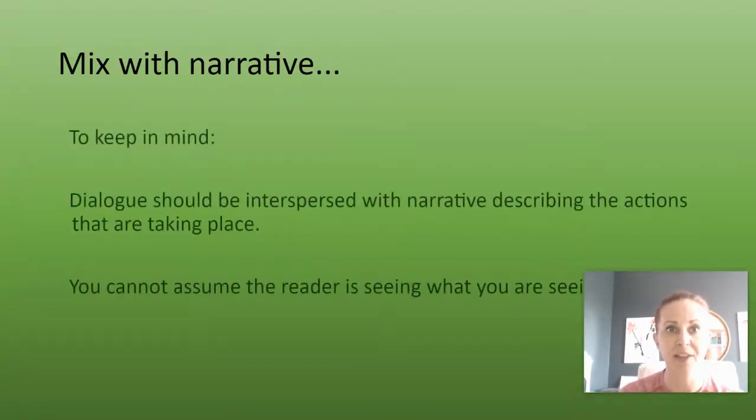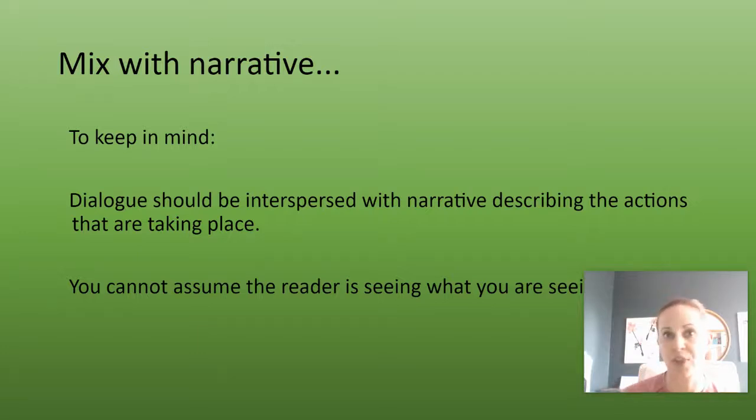Okay. The other thing that you need to keep in mind with dialogue, and I see this a lot with student writers, is that dialogue needs to be interspersed with narrative. The narrative describes the actions that are taking place. Do not use dialogue to describe what's happening. That's really, really important.